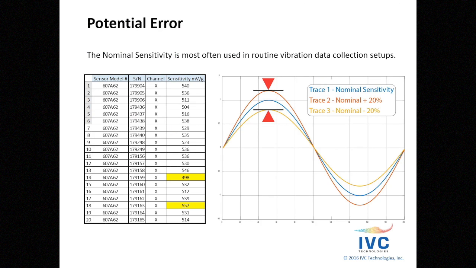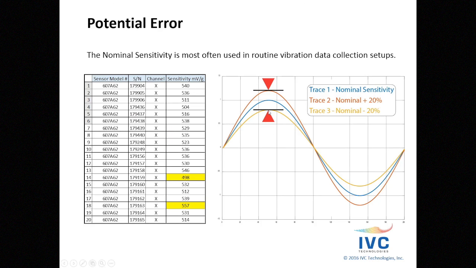This plot just shows you some of the potential error to give you a feel for that. The table on the left shows you essentially the range of sensitivity from a batch of 500 millivolt per G nominal sensitivity sensors, but they ranged from as high as 557 to as low as 498 millivolts per G, and all within spec. Now here you can take the nominal sensitivity and look at what plus or minus 20% actually results in.